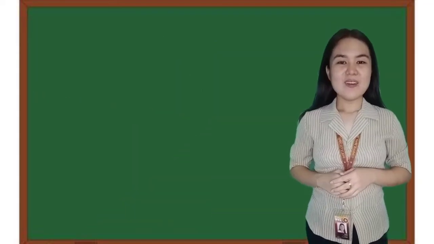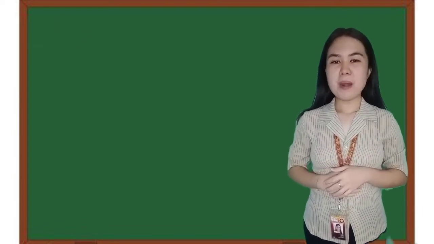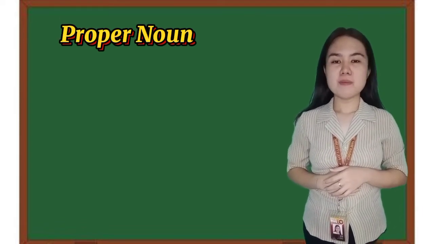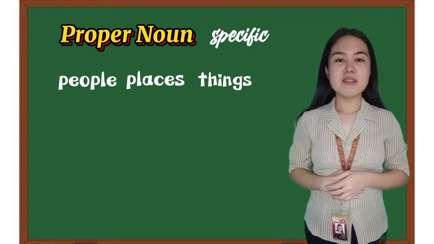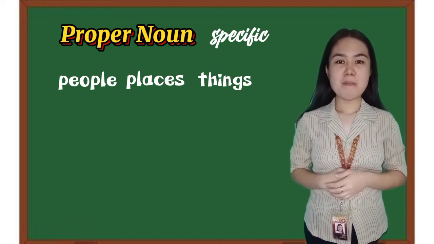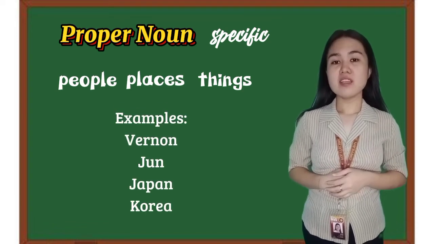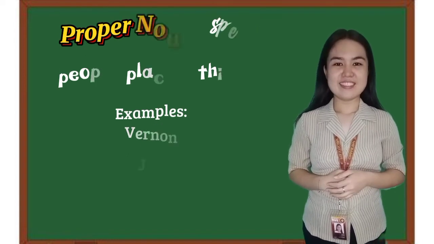Again, class, what is a proper noun? Great! A proper noun is used to name specific people, places, or things and must be written in a capital letter. Examples are Vernon, June, Japan, and Korea.